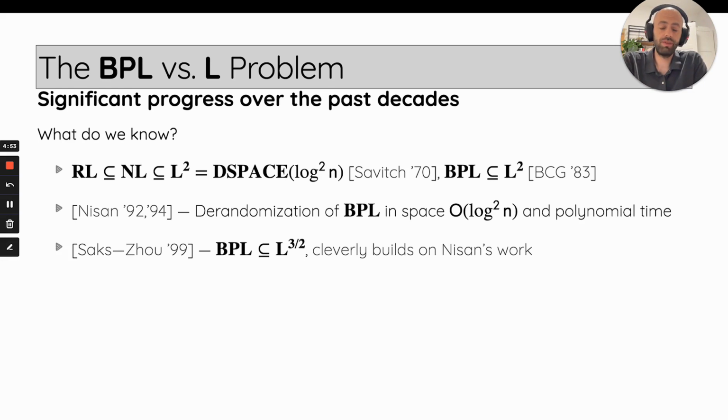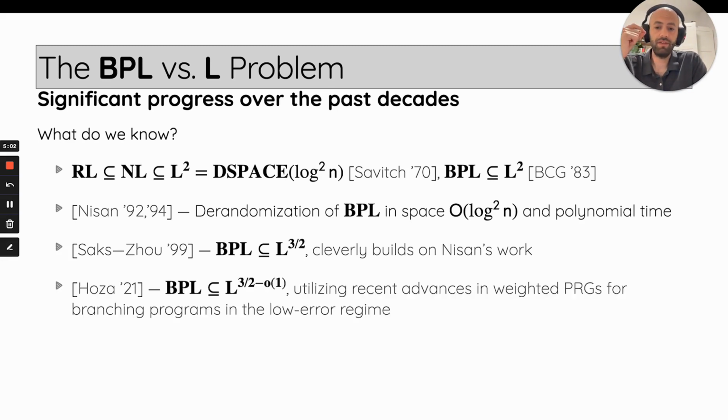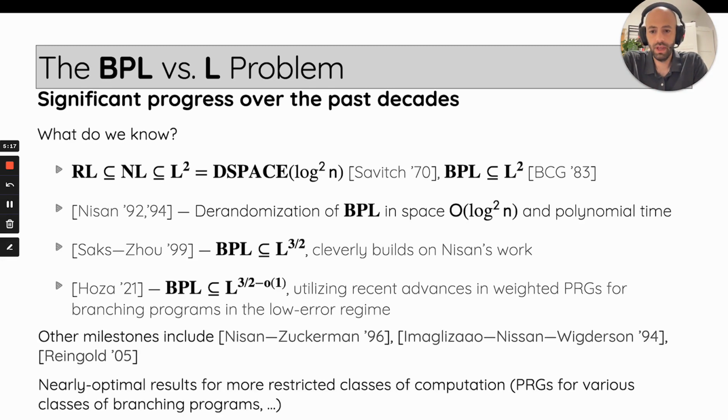Saks and Zhou cleverly built upon Nisan's generator and showed that BPL lies in L to the 3/2. And very recently, we have a lower order improvement on Saks and Zhou that utilizes recent machinery in weighted PRGs. And we also have other milestones, which I won't talk about today, and also nearly optimal results, not for BPL, but for more restricted classes of computation. For example, for those of you who know, PRGs for various classes of branching programs.